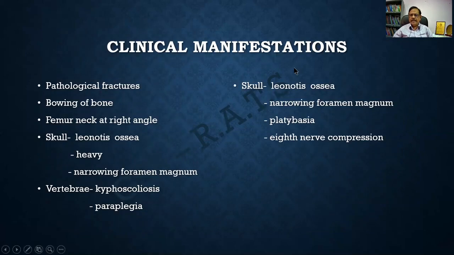What are the manifestations of the Paget's disease? One will be pathological fractures. Though there is a thickening, there can be a fracture of the bone. Bowing of the bones, bending. The femur can be almost at right angle in the side of the neck.